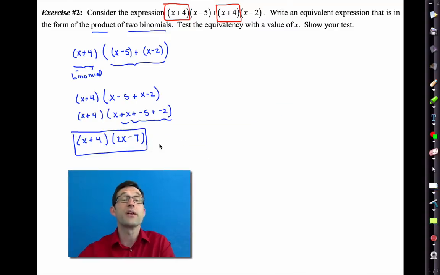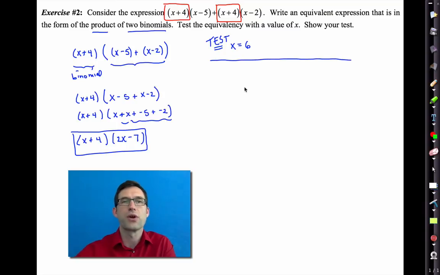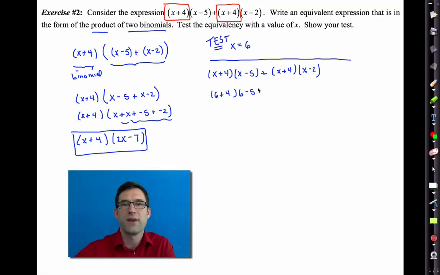Now, how do we know whether or not we've done it correctly? Well, we could grab a value of x. Let's not go with x equals 1. That's getting a little bit boring. Let's go with x equals, let's say, 6. I like that. So we're going to test. Let me test it first in the more complicated expression, x plus 4 times x minus 5 plus x plus 4 times x minus 2. So 6 plus 4 times 6 minus 5. Don't want to lose my parentheses there. 6 plus 4 times 6 minus 2.